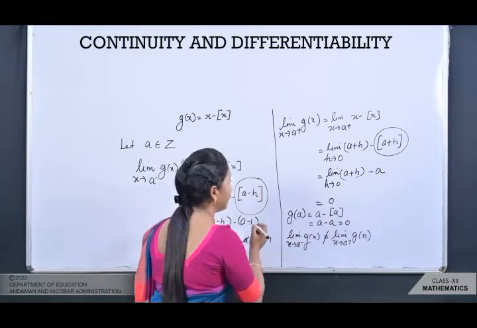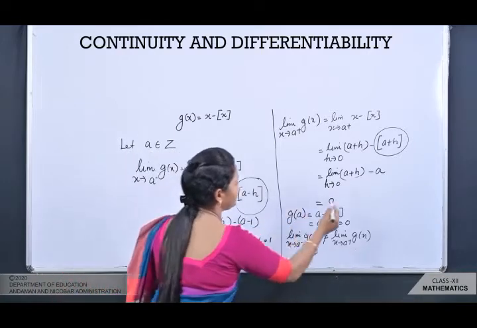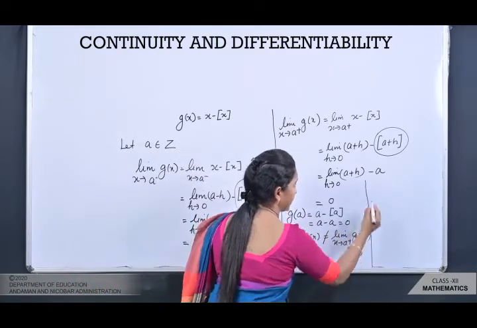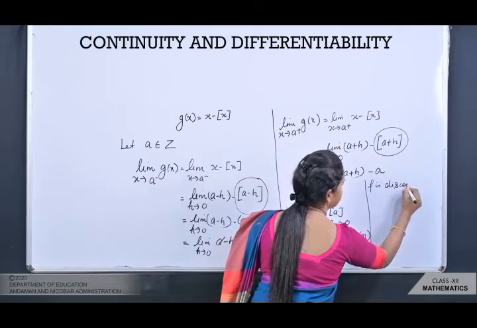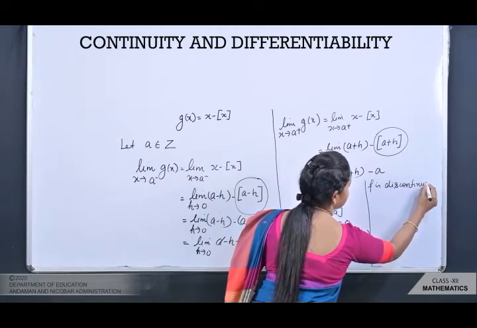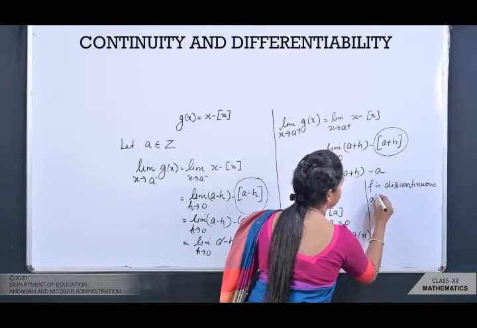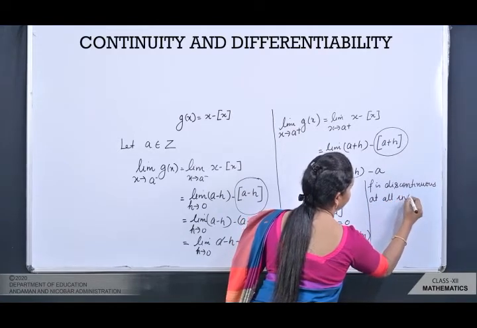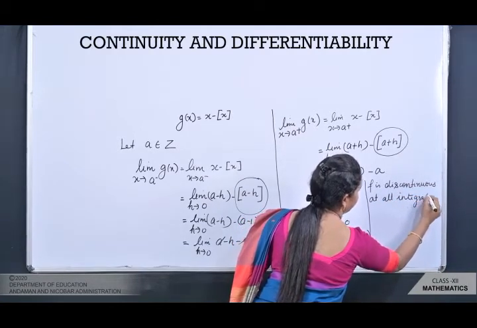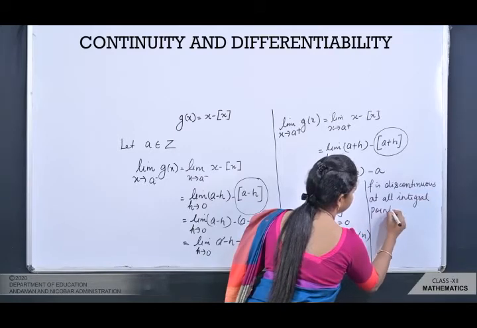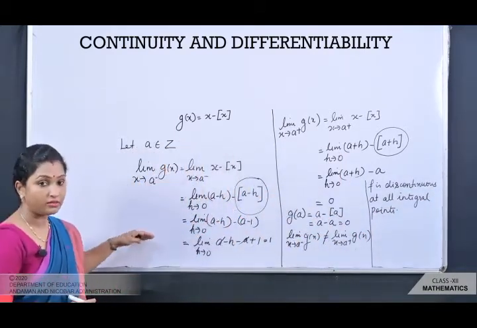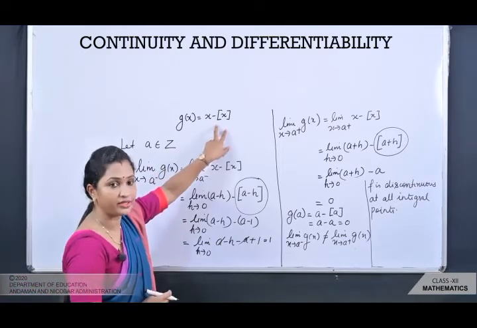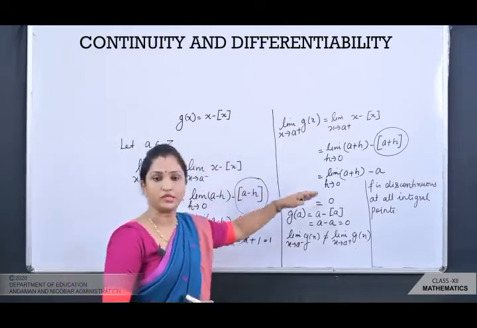Hence you can say that, what is the conclusion here? You can say that f is discontinuous at all integral points. Clear, children? Very important question. If you know the concept of greatest integer, I think this question will be very easy to solve.